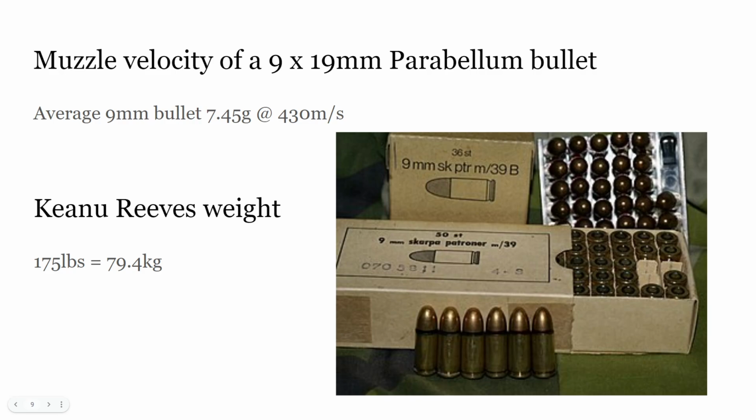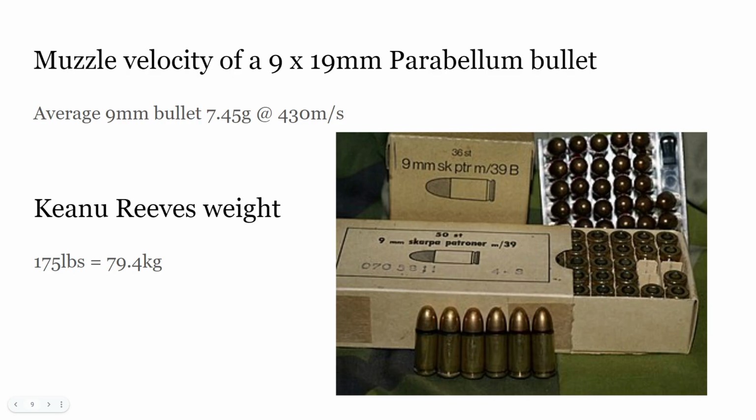Let's first look at the muzzle velocity of the bullet they use, the 9 by 19 millimeter Parabellum bullet. It depends on the barrel length and what kind of pistol you're using, but the average 9 millimeter bullet, which weighs about 7.45 grams, travels at 430 meters per second. That's the moment it exits the barrel of the gun, which will decrease with air resistance in real life. But we're just going to assume there's no momentum loss to friction and all that stuff.